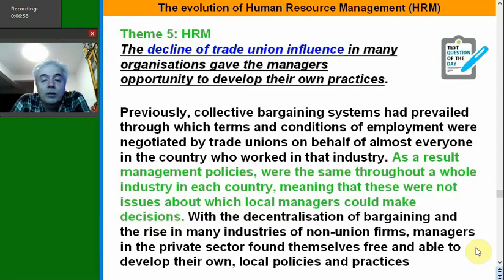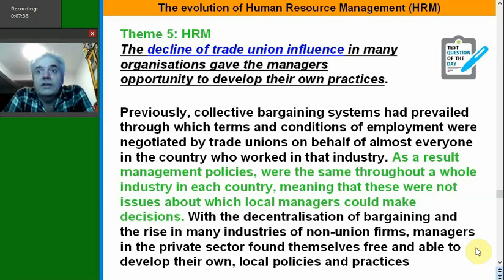Theme number 5, human resource management. The decline of trade union influence in many organizations gave the managers the opportunity to develop their own practices. Previously, a collective bargaining system had prevailed through which terms and conditions of employment were negotiated by trade unions on behalf of almost everyone who worked in that industry. As a result, management policies were the same throughout the whole industry in each country, meaning that these were not issues about which local managers could take decisions.